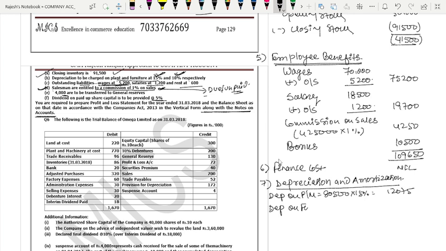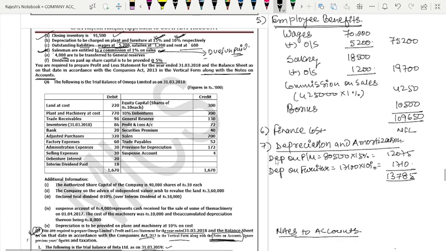Depreciation on furniture 17,100 multiplied by 10%, 1710. Total it, 85,713. Okay. The depreciation is also covered. Now next is other expenses.